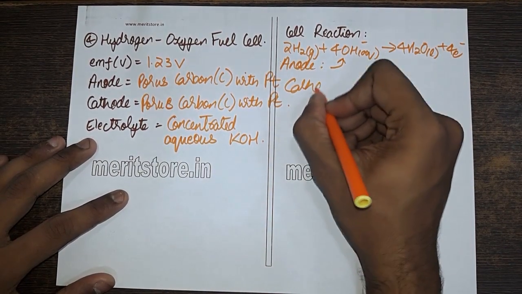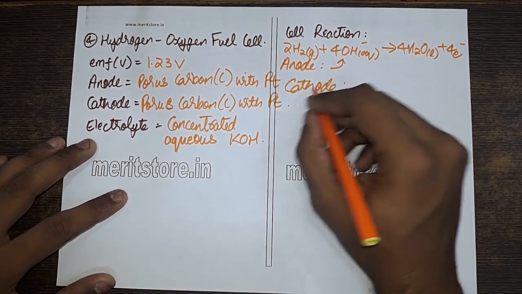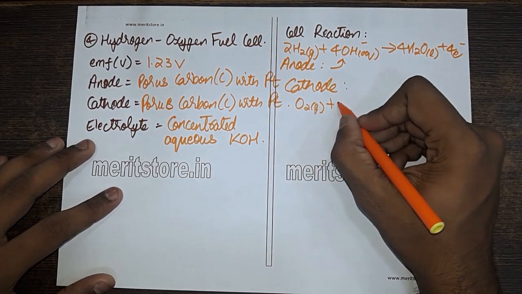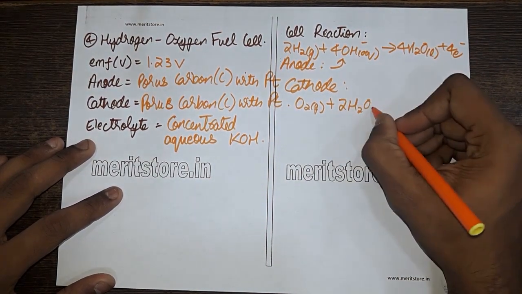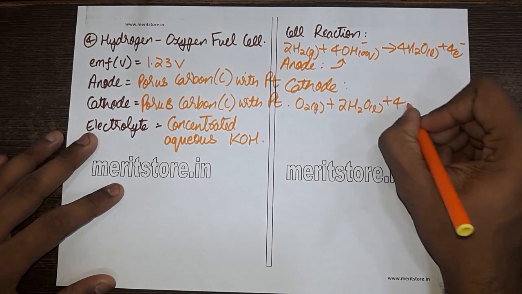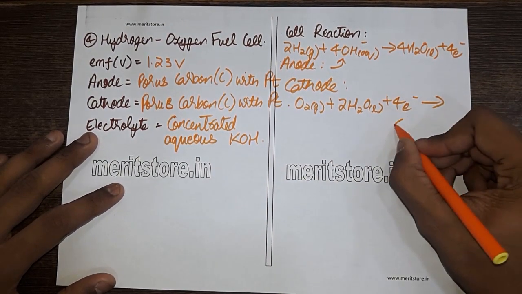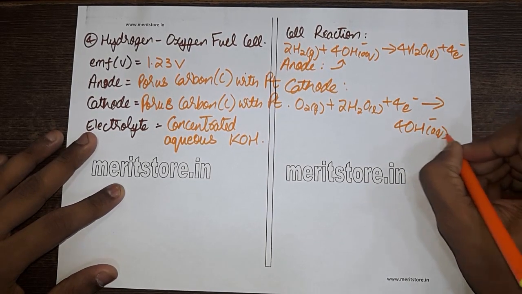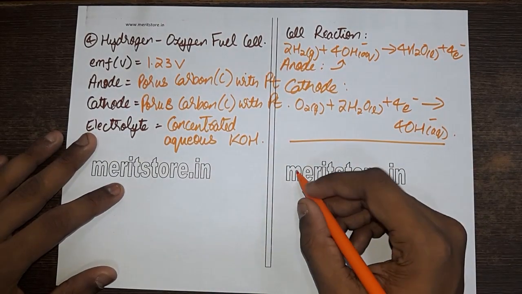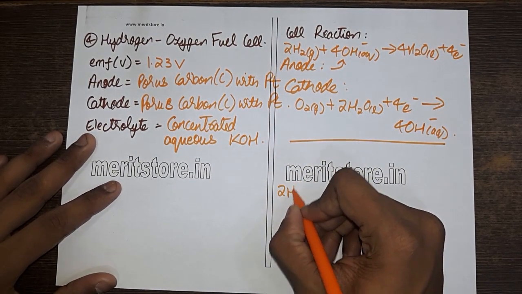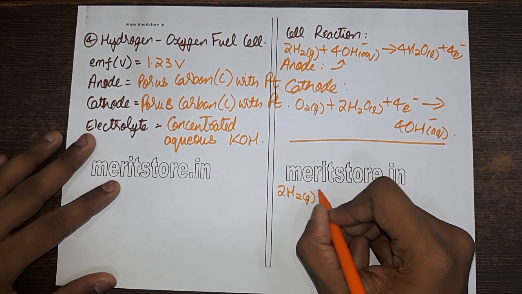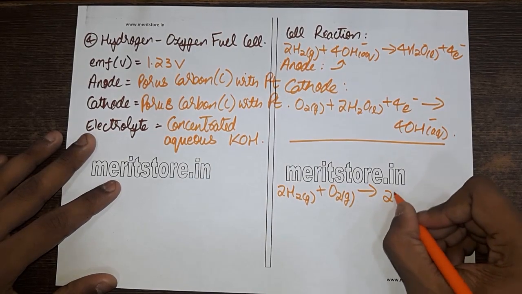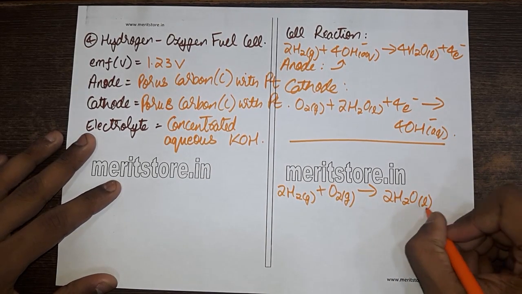The cathode reaction can be given as O2 in the gaseous state plus 2H2O in the liquid state plus 4 electrons, giving us 4OH minus in the aqueous state. The overall reaction for this cell can be written as 2H2 in the gaseous state plus O2 in the gaseous state, giving us 2H2O in the liquid state.